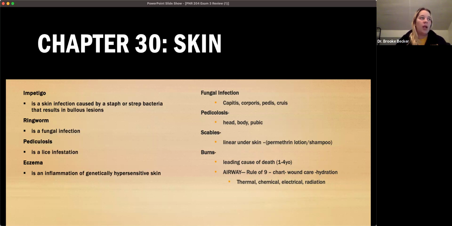Okay. Ringworm, that's a fungal infection. It can be tinea corporis, which is body, tinea capitis, which is head, tinea pedis, which is like athlete's foot, fungal, okay, or tinea cruris, okay.